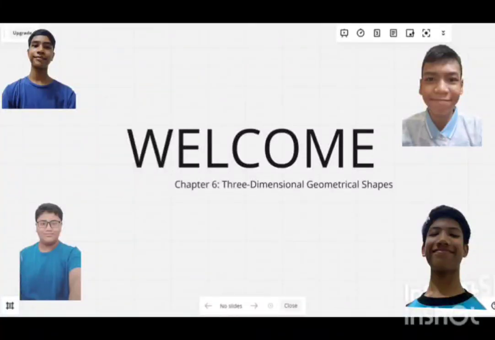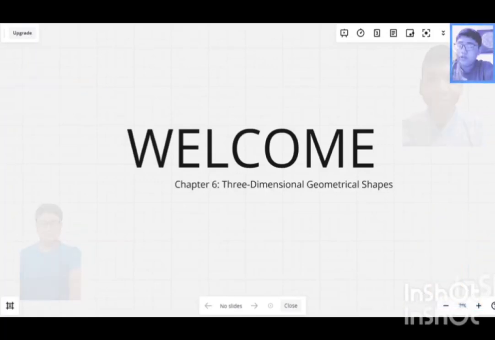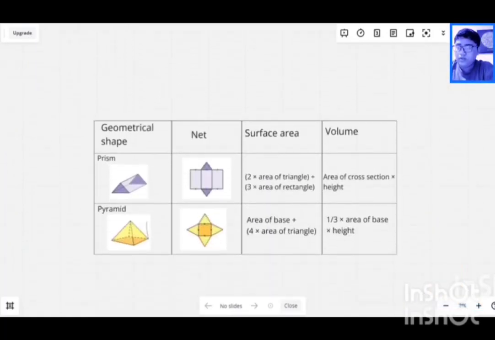Assalamualaikum and welcome. Today, our group will present about Chapter 6 Three-Dimensional Geometrical Shapes. We will explain how to calculate surface area and volume of geometrical shapes.